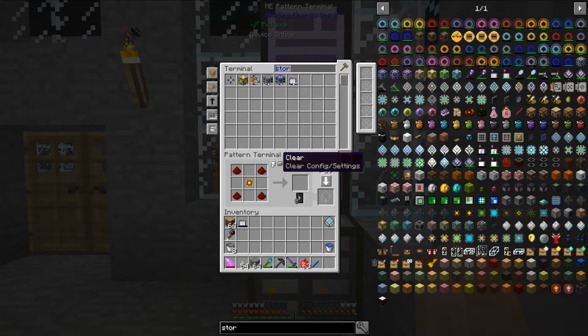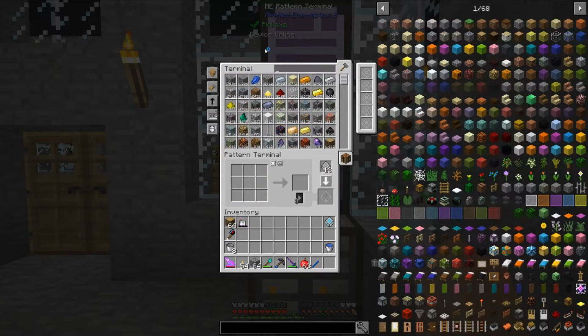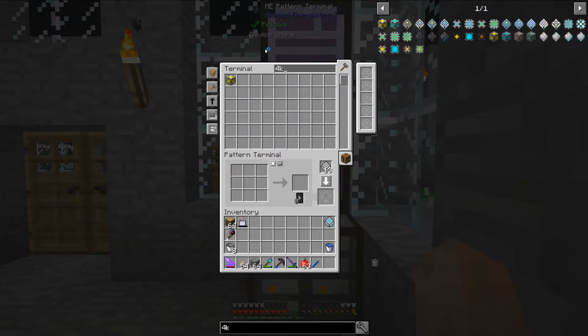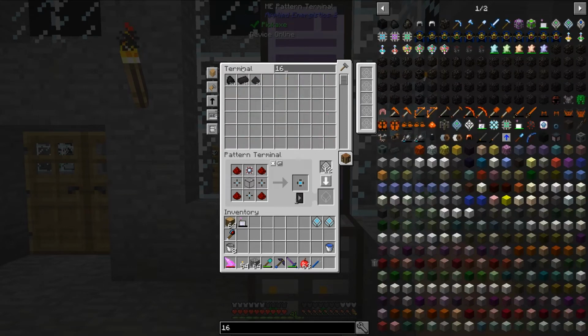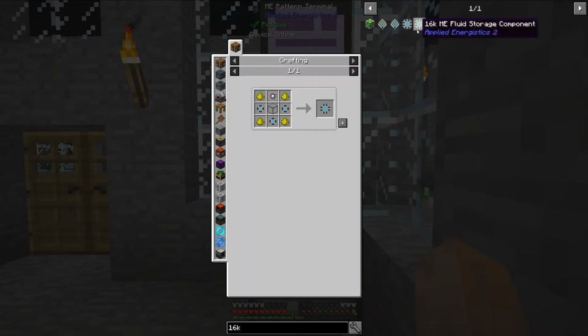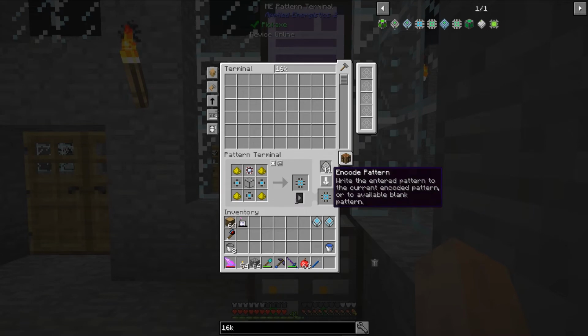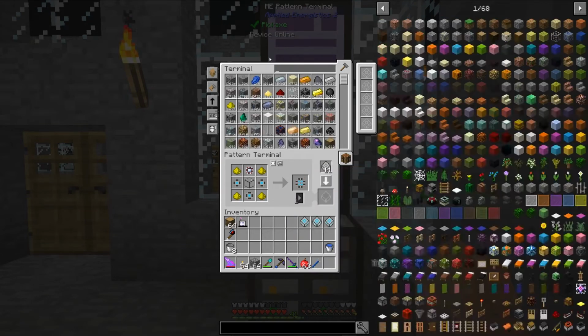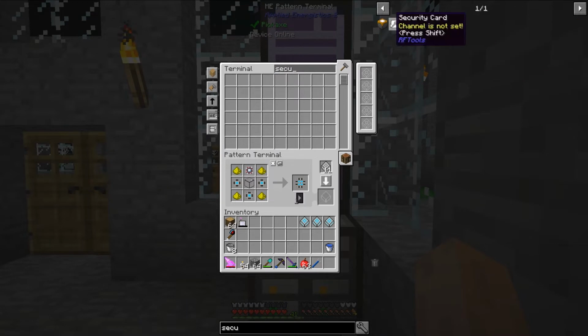And apparently I do not have the 4K storage cells automated, so let's do that real quick. Should be able to make 3 of those, and then the 16K. And there we go with that. So let's do the security terminal. I should have everything I need for it now.